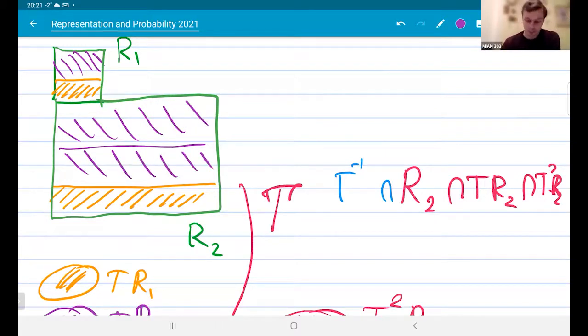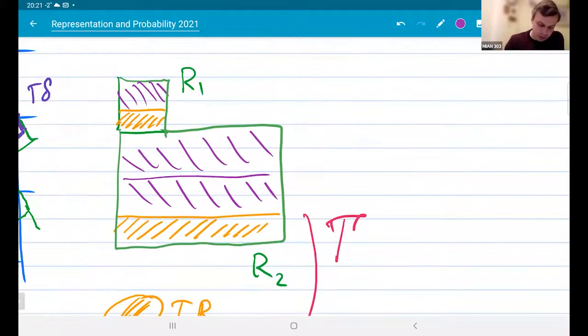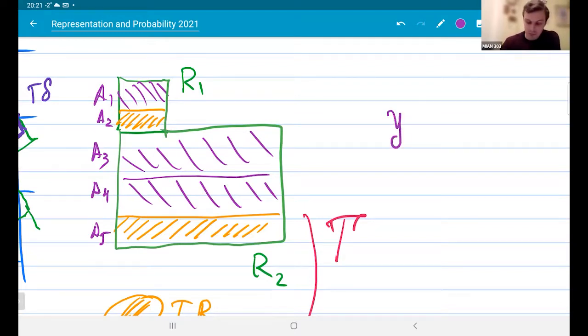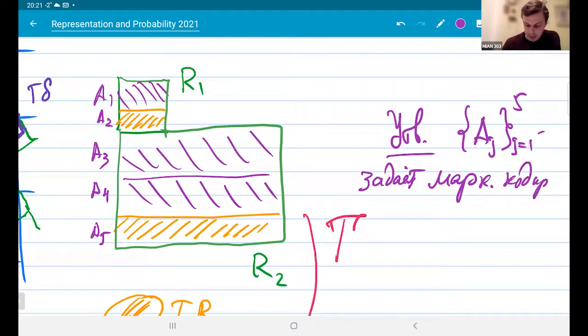Я сделаю вот что. Я возьму вот эти 5 отрезков, 5 прямоугольничков, и обозначу их А1, А2, А3, А4 и А5. И вот утверждение, что это разбиение и будет нашим марковским кодированием. Более или менее надо проверить, что здесь уже никаких хитростей нет.